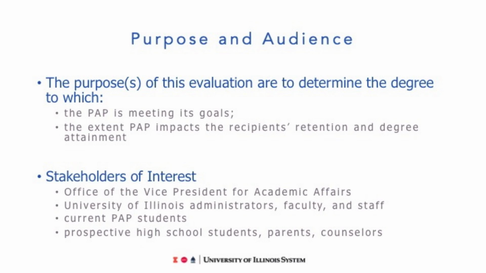Now, getting to the evaluation, the purposes of this evaluation are to, 1, determine the degree to which PAP is actually meeting its goals of increasing diversity, and 2, the extent to which PAP impacts the recipients' retention and degree attainment success. For this project, there are several groups of stakeholders, but I placed them into 4 particular groups. The first primary stakeholder of interest is the Office of the Vice President for Academic Affairs, which is responsible for all academic affairs at all 3 campuses.